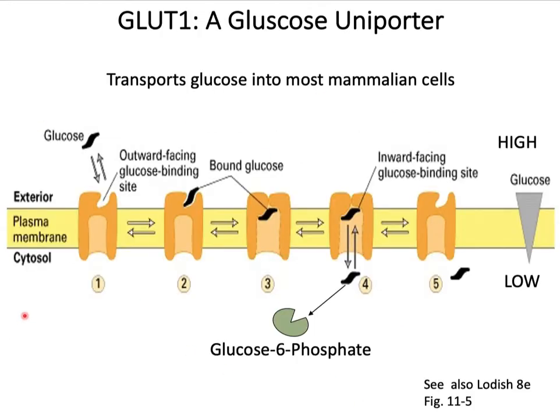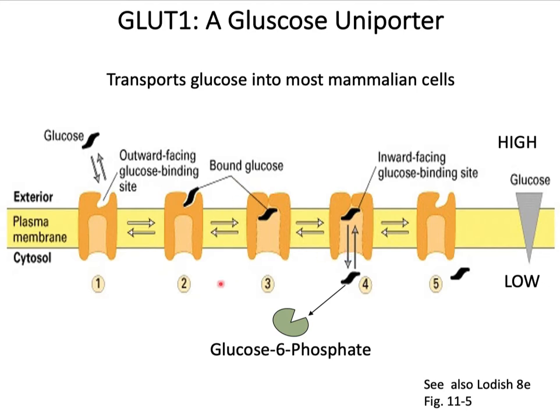So here is an example of a uniporter called GLUT1. GLUT1 is a well-characterized transporter that moves glucose into most mammalian cells by facilitated diffusion. This is a really interesting transporter because it can take on two conformations. There is a conformation in which the glucose binding site is facing outside of the cell. It is outward facing and shown here in 1 and 2. And in the other conformation, the glucose binding site is facing inward toward the cytosol in 3 and 4.